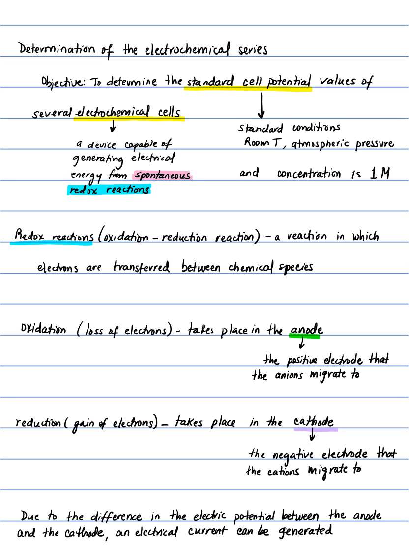Determination of the electrochemical series. The objective for this experiment is to determine the standard cell potential of several electrochemical cells.